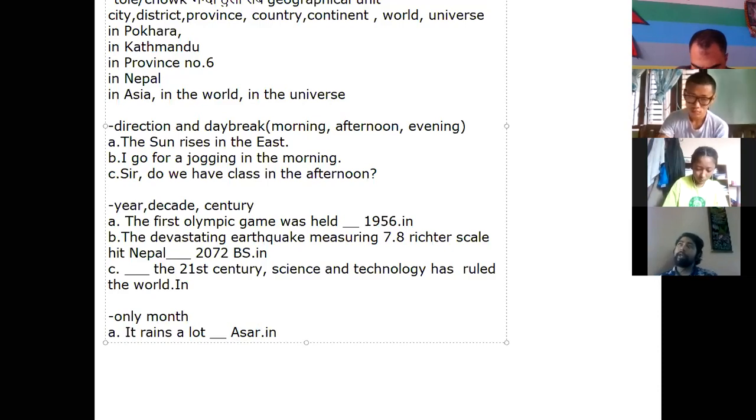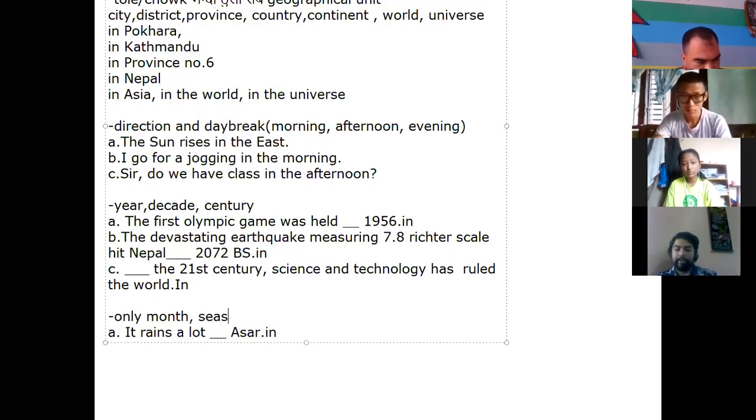So if you are telling only the month you're born in, you have to go for in. I was born in September. I was born in October. I was born in Ashwin, right? So when only using month, remember you will go for in.